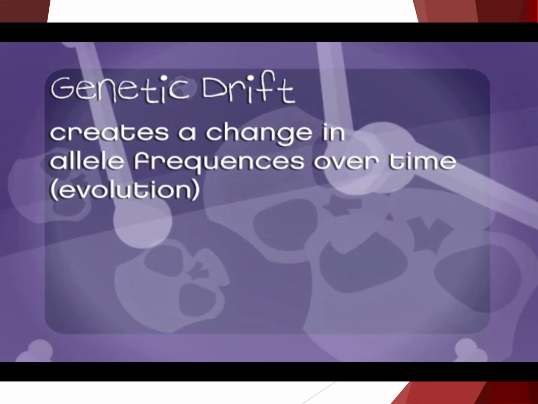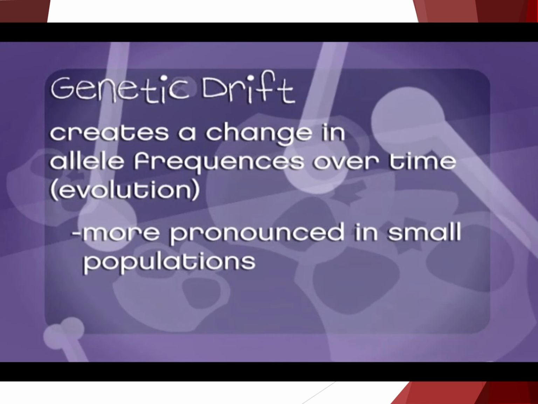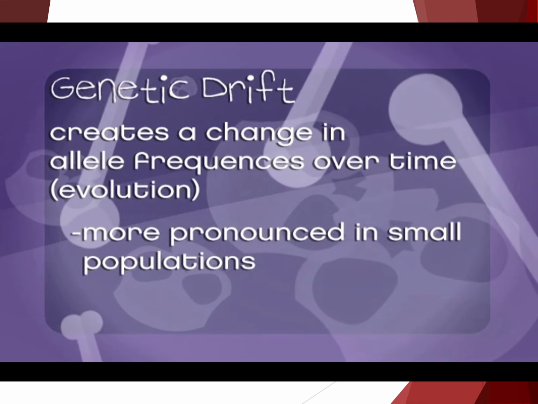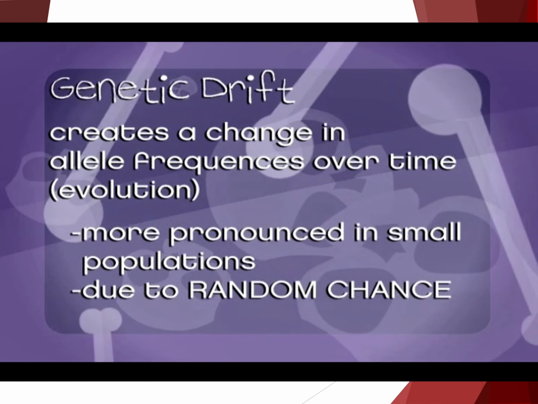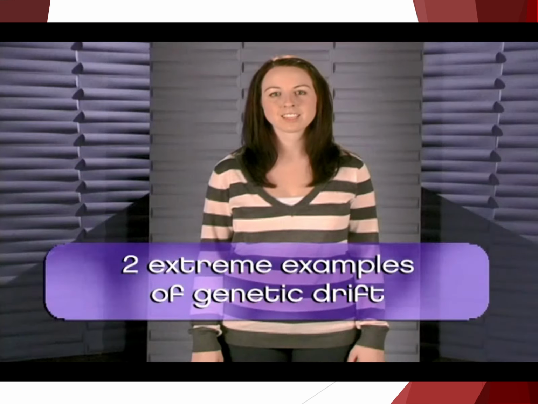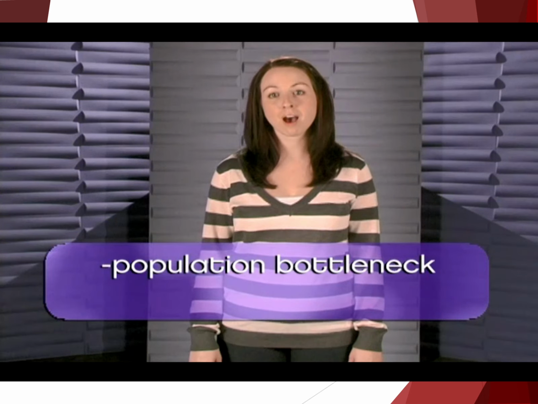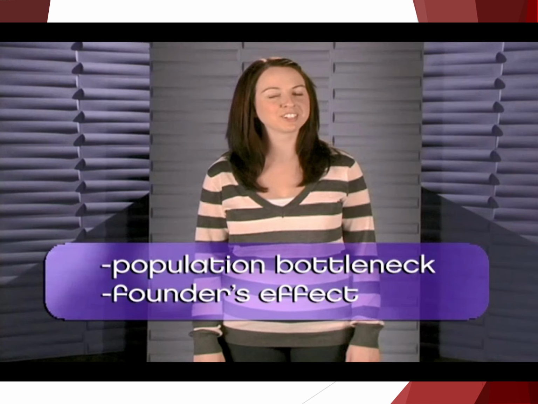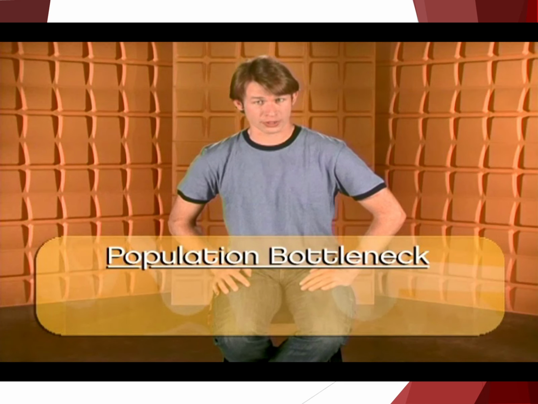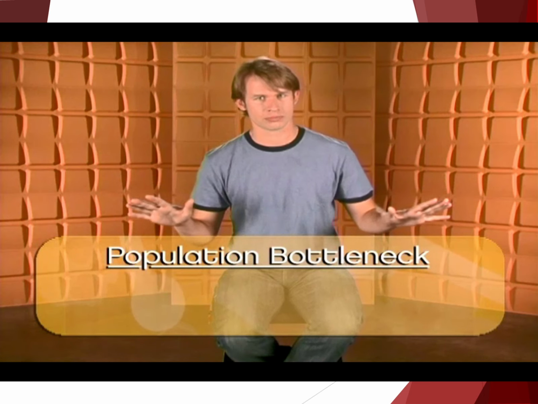As we mentioned, this effect is much more pronounced in small populations than in larger populations. Remember, genetic drift is due to random chance, while natural selection is driven by the fitness of certain alleles in a given environment. Here are 2 extreme examples of genetic drift: the population bottleneck and the founder effect. A population bottleneck occurs when a very large percentage of a population is wiped out, leaving the rest of the species to develop from the genes of the small group of survivors.